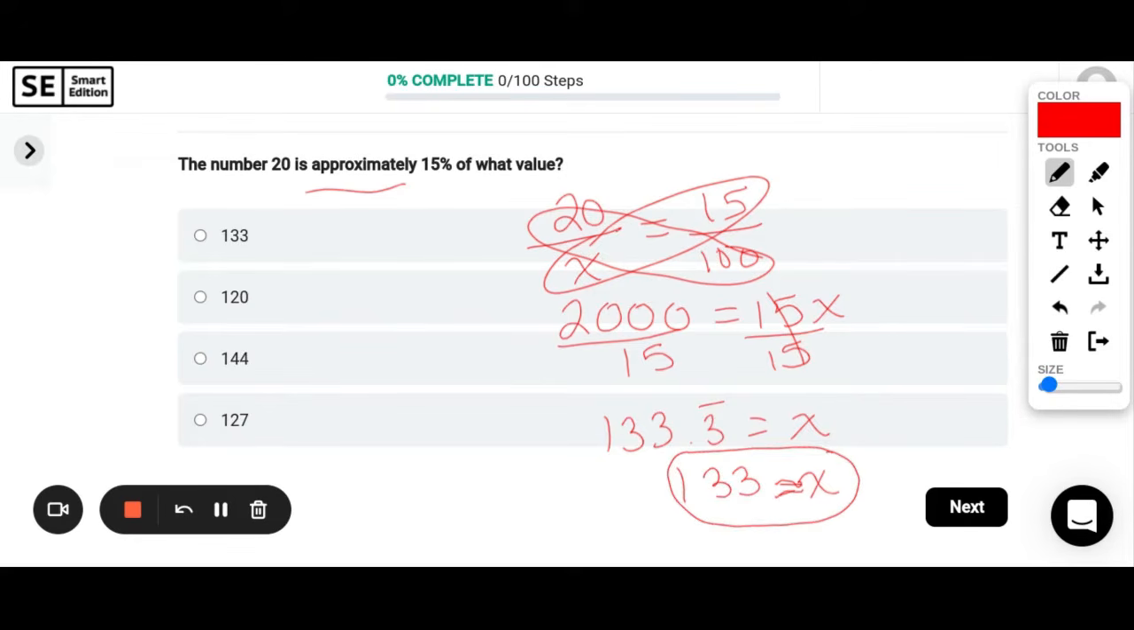If I wanted to do this a little bit simpler of a way, I would just need to know that I have to take my total, or the number 20, and divide it by my percent, okay? But again, my percent has to be written as a decimal, okay? And that would also get me to the same answer of 133.